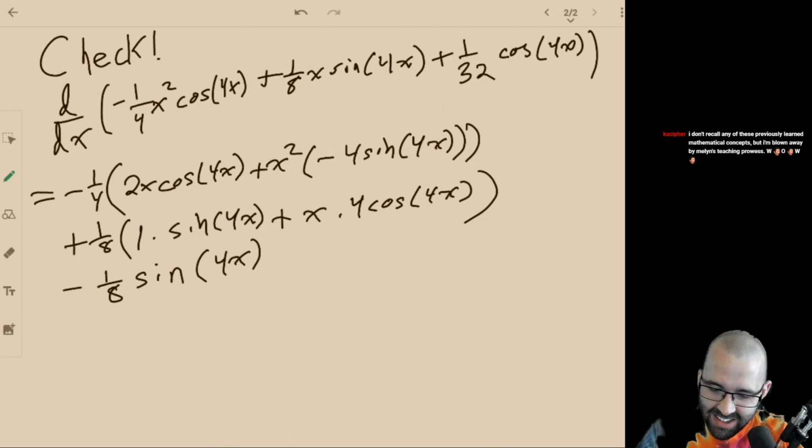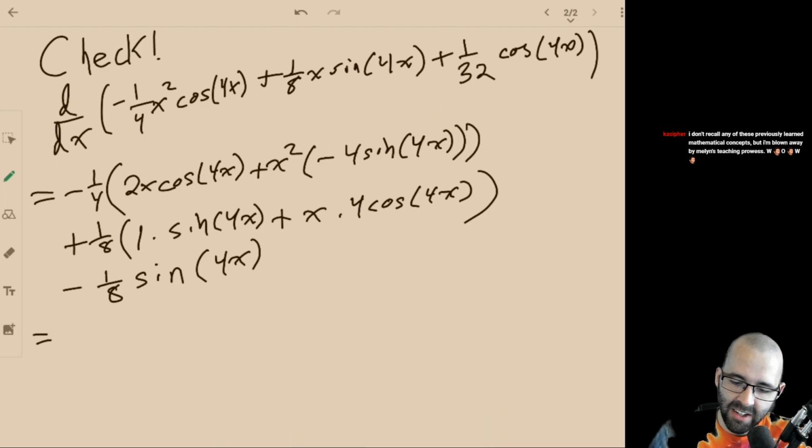Hopefully. So what do we got here? Well, before we cancel, we have to simplify each term individually. So let's just simplify it real quick, right? Let's distribute that negative a fourth. Negative a fourth times 2 is negative a half. And then there's x cosine of 4x.